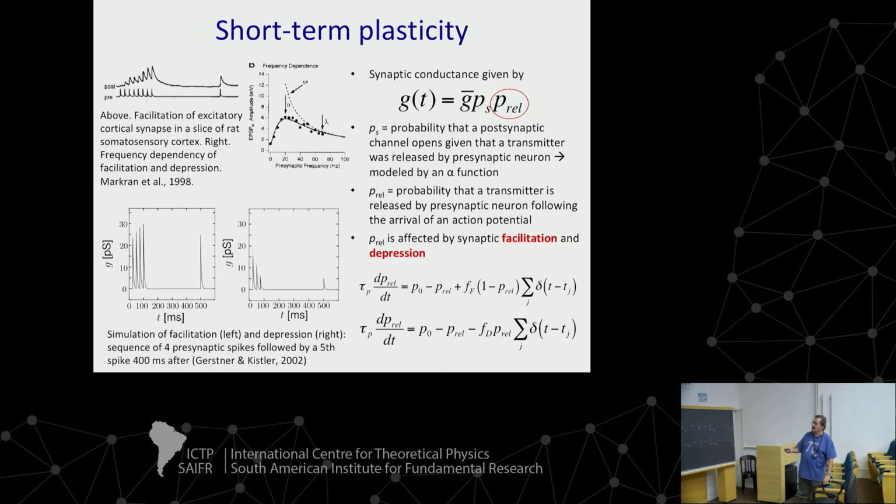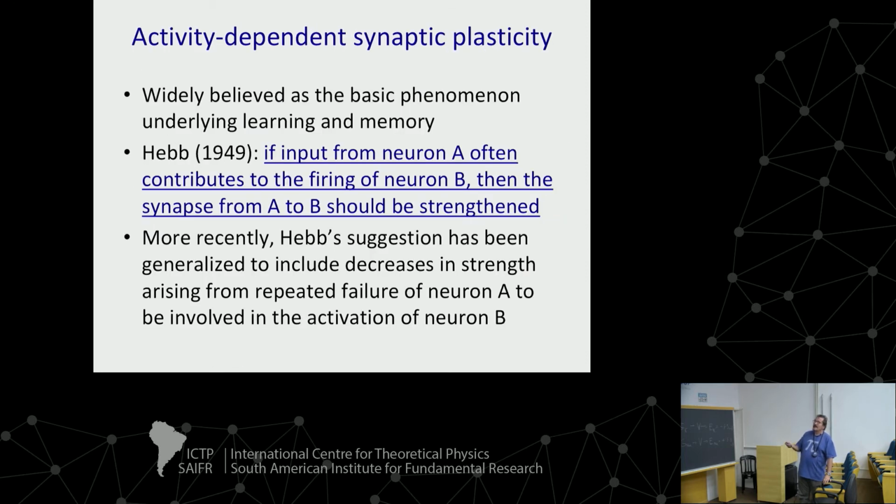This is a simulation, for example. And then you have activity-dependent synaptic plasticity, which is believed to be the basic phenomenon underlying memory and learning. As I said yesterday, Hebb was the first one to propose a model for that, which was based on words. He didn't do any mathematics. Initially, his suggestion was only for strengthening synapses. More recently, Hebbian models have been generalized to include also synapse models in which the synaptic strength decreases due to the failure of a presynaptic cell in exciting the postsynaptic cell.